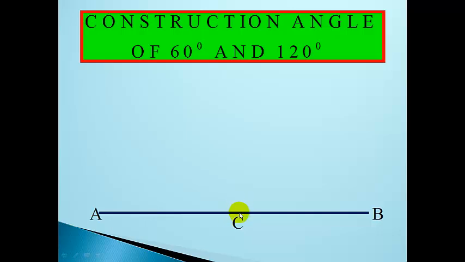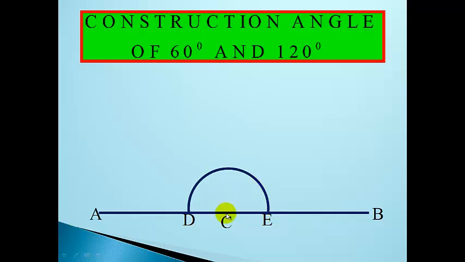How do we construct the 60 degrees angle? You stand at point C. Open your compass to a reasonable radius and describe an arc as shown. Name the ends D and E as shown. That is the point of intersection where the arc touches the line AB. You name it point D and point E as shown.